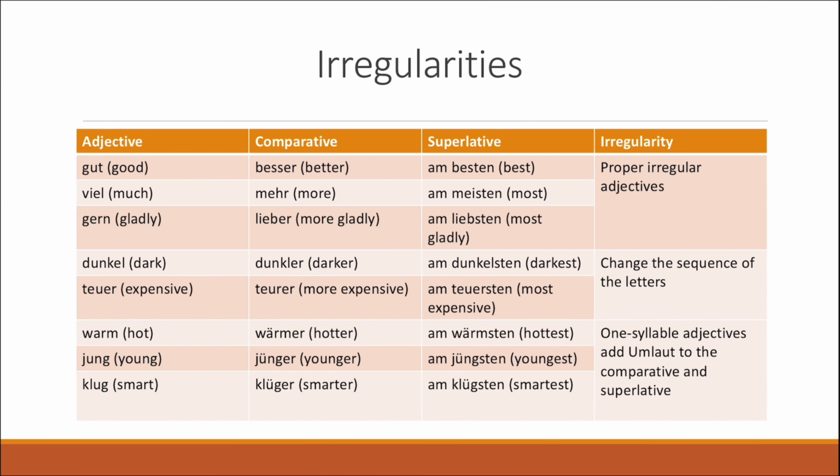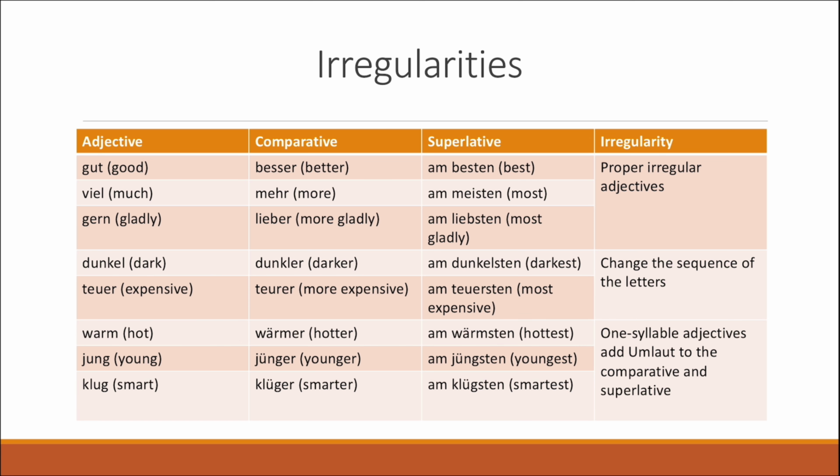Now, the second possibility we have is a change of the sequence of the letters. So, for example, if you compare the adjective dunkel with its comparative dunkler, then you can see that we are basically changing the sequence of the letters E and L so that we have dunkel and then dunkler for the comparative, and then dunkelsten for the superlative. And the same applies also to teuer.